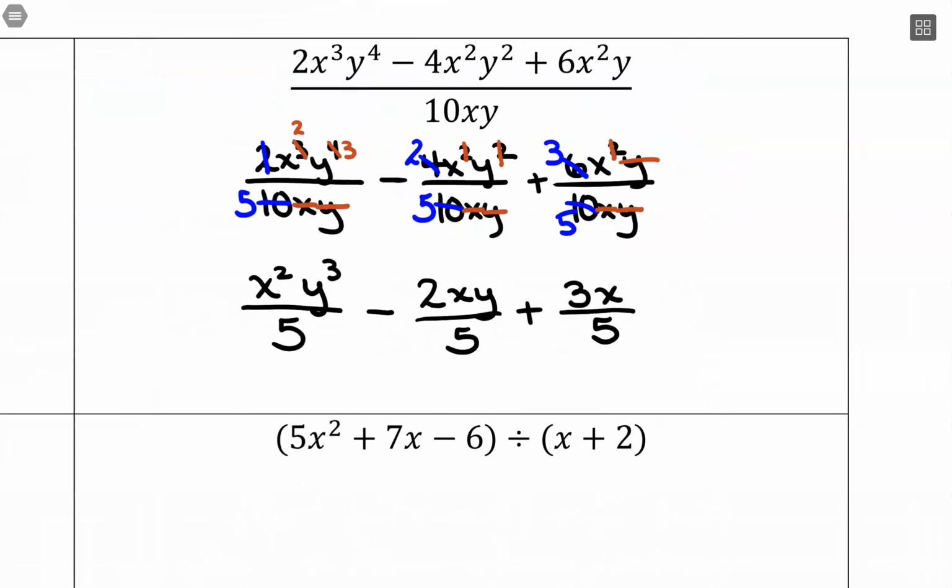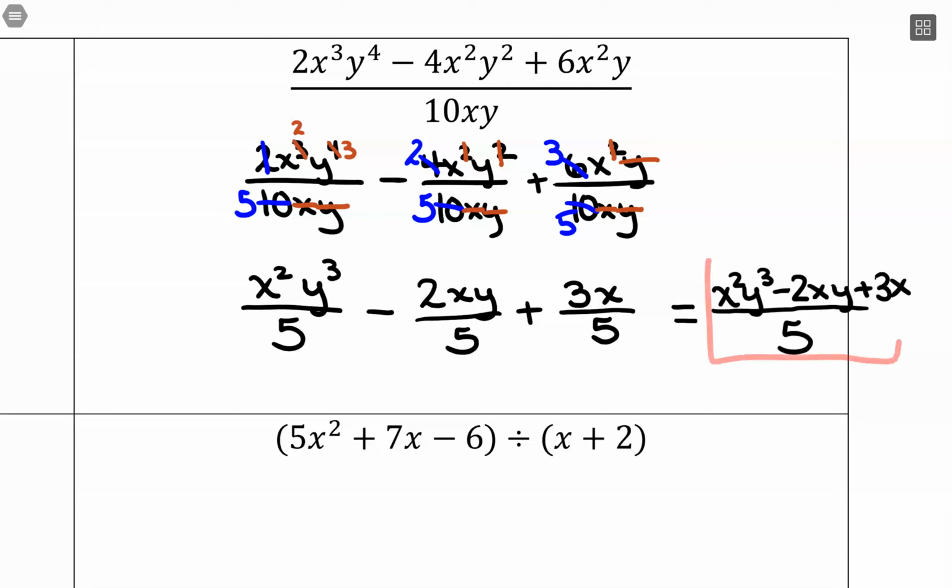Now we could leave it just like that. If you wanted to, you could combine it back into a single fraction, since they all have the same denominator. So I could then combine it to be x squared y cubed minus 2xy plus 3x all over 5, and that would be correct as well. What could be nice about putting it back into this form is if there were like terms, you could simplify further by combining like terms. In this case, there aren't any like terms, so it would stay just like that.